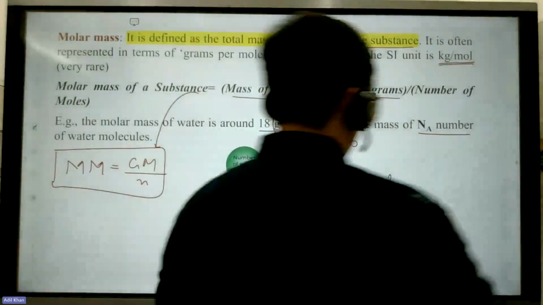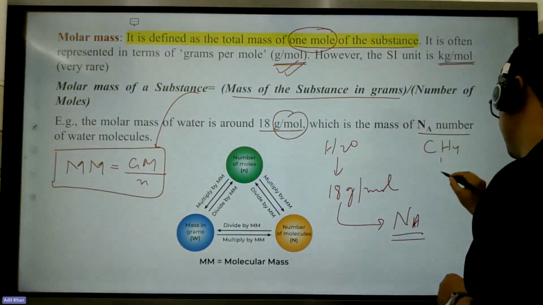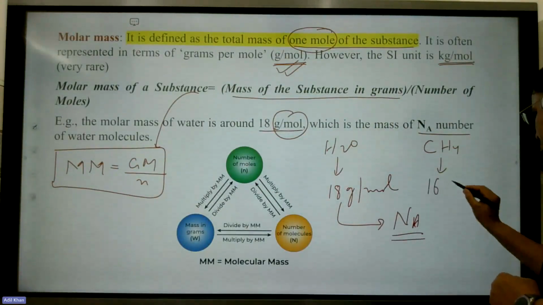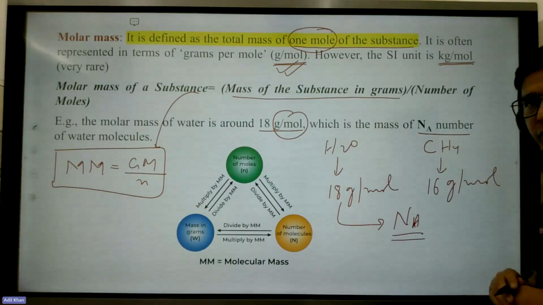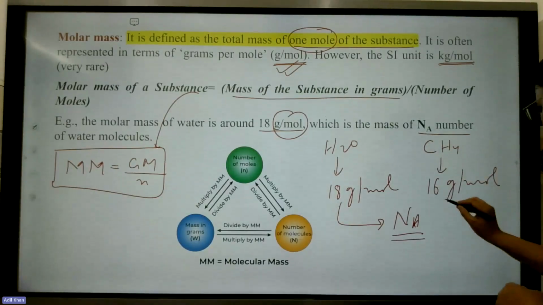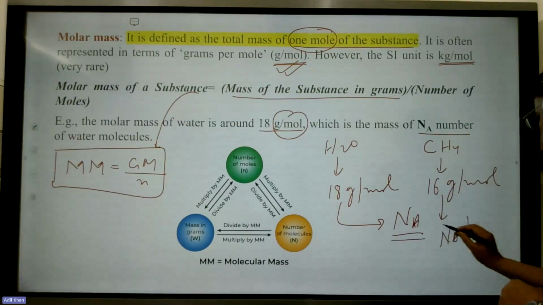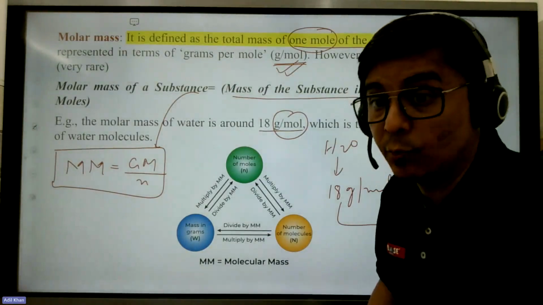Similarly, if I take 1 mole of methane gas, also known as marsh gas, the molar mass for this is 16 gram per mole. How 16? 12 for carbon and 4 for hydrogen, 16. Now, how many methane molecules are there? Again, it is Avogadro number, 6.022 into 10 to the power 23 methane molecules.